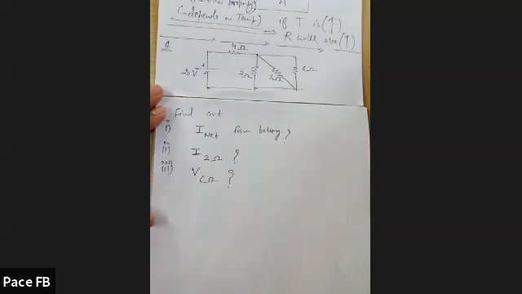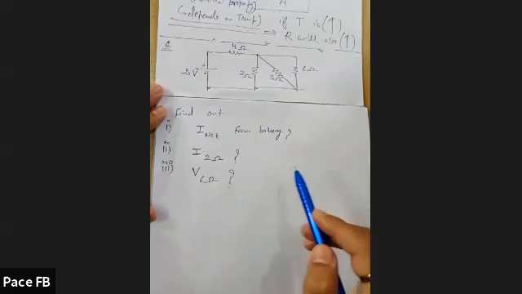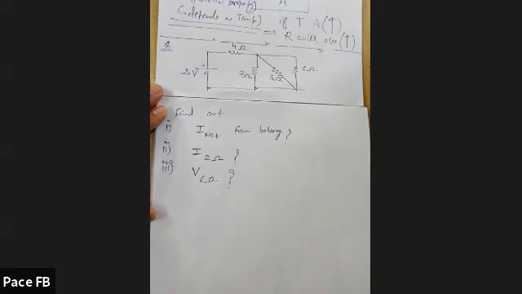So you must remember Ohm's law, V equal to IR. You can apply Ohm's law across any resistor. Across any resistor, we can use V equal to IR. Solve. Try.